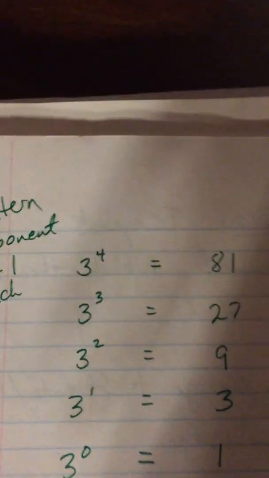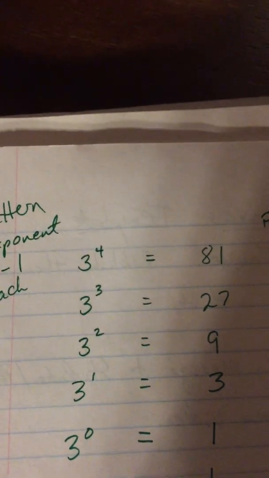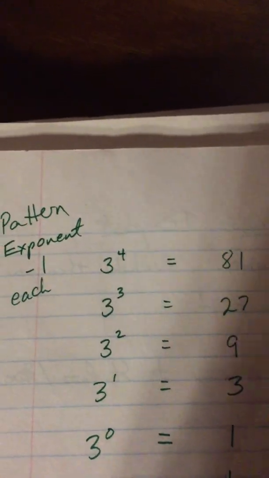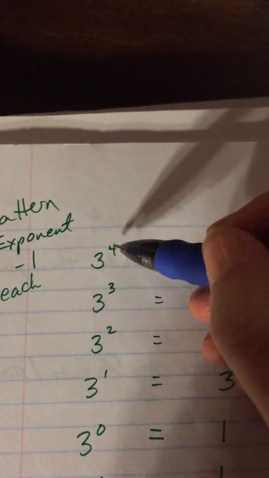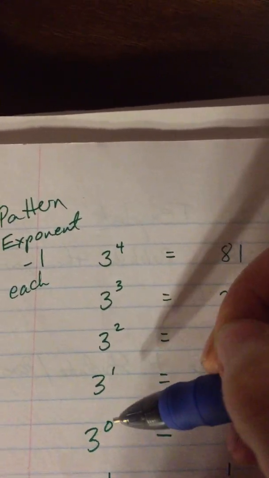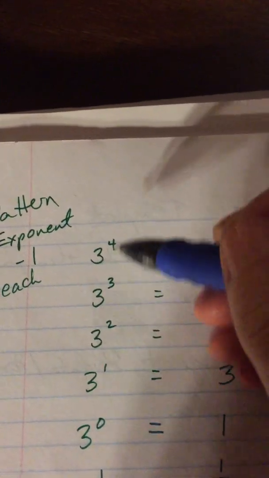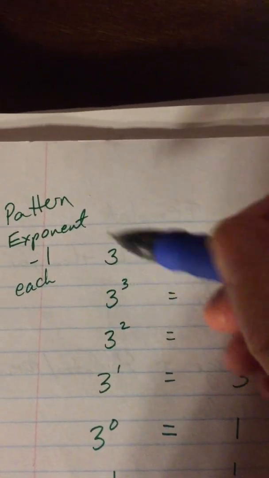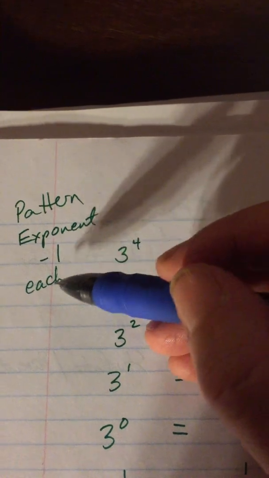So on today's video, we're going to discuss what to do with zero exponents and negative exponents. And in order to do that, I'm going to make a little pattern here for you. This is 3 to the 4th power, 3 to the 3rd, 3 squared, 3 to the 1st, 3 to the 0. So if you notice the pattern, the bases are staying the same, but the exponents are dropping down by 1. So the pattern on the exponents is subtracting 1 each time.